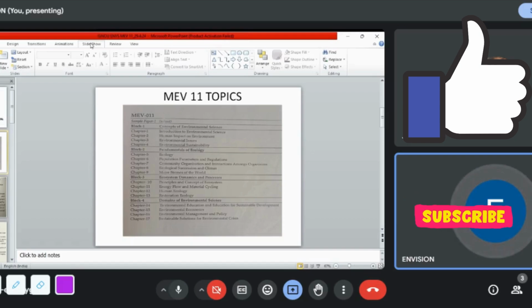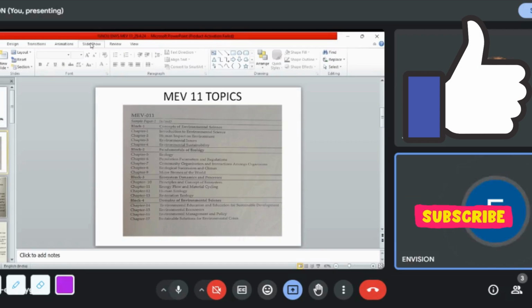In chapter 9, we have the major biomes of the world, and I must say this is a very important topic in IGNOU exams. Many questions come in the semester exams of June and December from biomes and from succession. So these two topics are very important for the students.